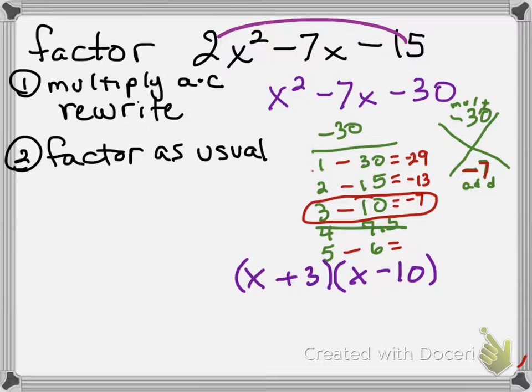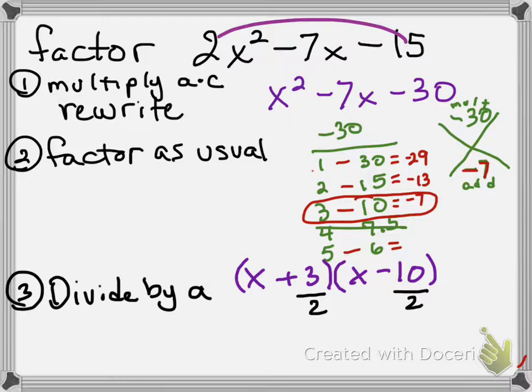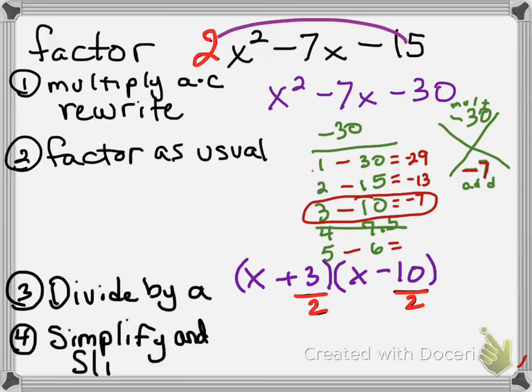So I'm going to rewrite my factors, and now I'm ready for my next step. I need to divide by a. A was the first coefficient of x squared, and that's what I multiplied by to start my problem, and now I'm going to divide by it. And then the last step is I'm going to simplify and slide.